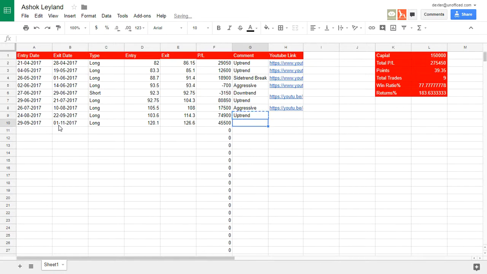It is a massive uptrend, making us some 50,000 profit. With 9 trades and a win ratio of 77, our return is almost close to 183.63.